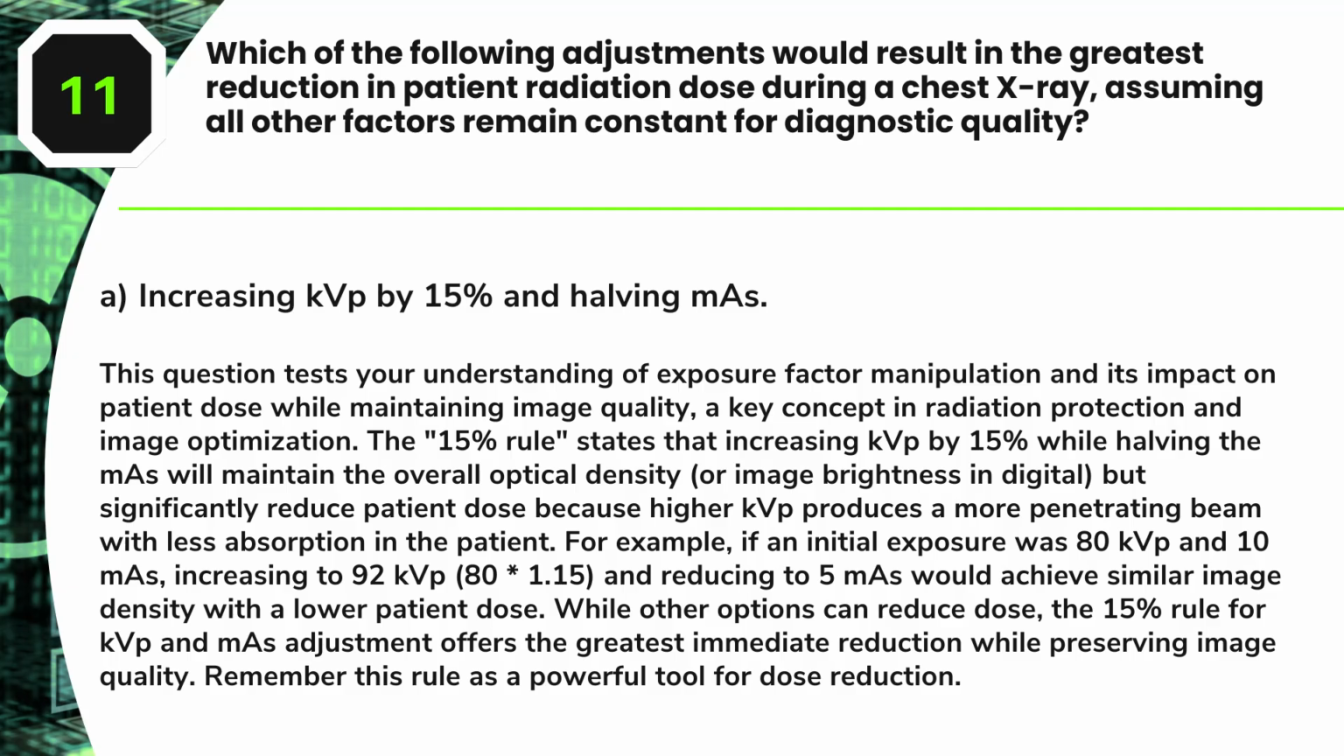For example, if an initial exposure was 80 kVp and 10 mAs, increasing to 92 kVp, 80 times 1.15, and reducing to 5 mAs would achieve similar image density with a lower patient dose. While other options can reduce dose, the 15% rule for kVp and mAs adjustment offers the greatest immediate reduction while preserving image quality. Remember this rule as a powerful tool for dose reduction.